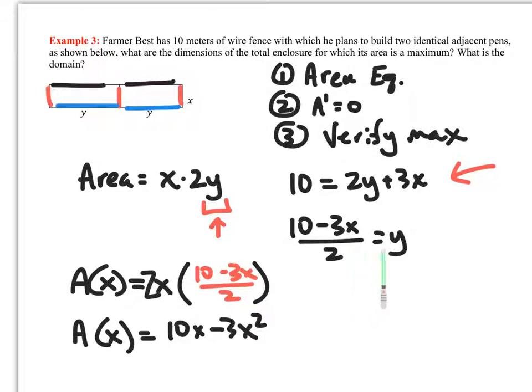Okay, so I solved for y over here. I plugged it in for y here. Notice I brought that 2 over. The 2 would cancel with that 2. X times 10 is 10x. X times negative 3x is negative 3x squared.